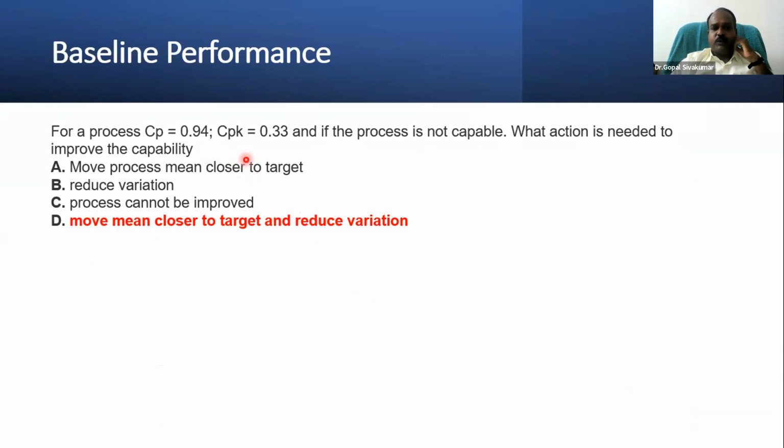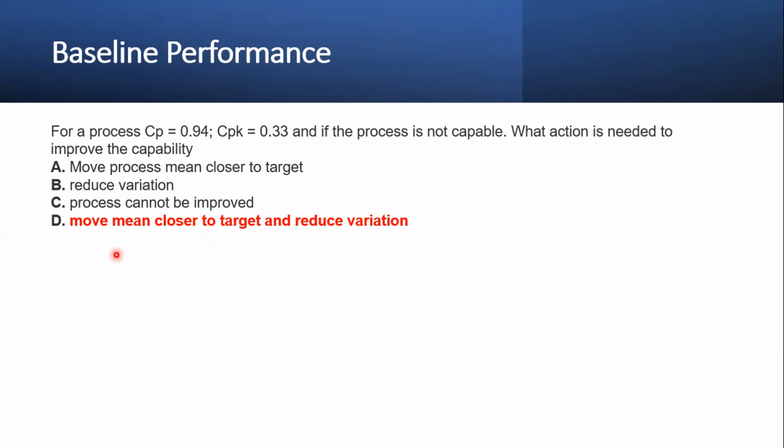For a process with CP equal to 0.94 and CPK equal to 0.33, what action is needed to improve the capability? Come on, please. What action is needed to improve the capability? Move the mean closer to target and reduce variation. Yes, it is highlighted in red color, so you have read it correctly. But nobody is going to ask the question in this manner except me.